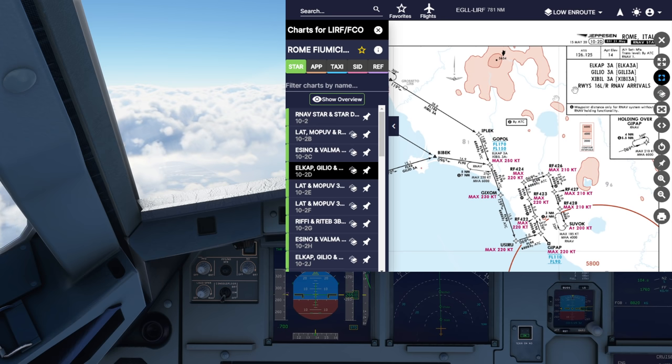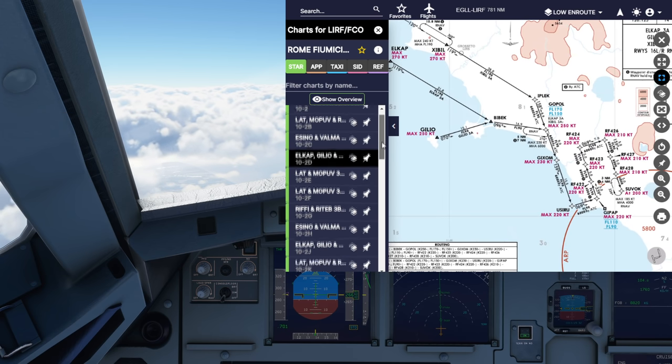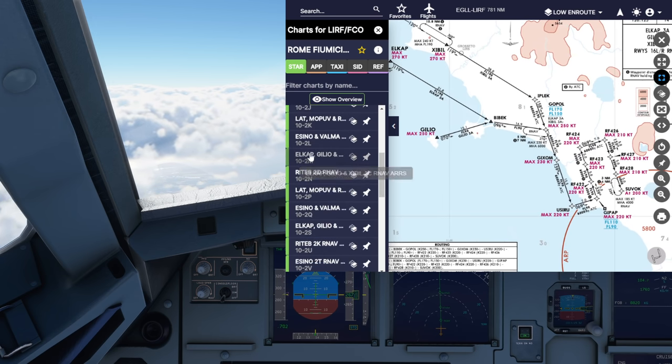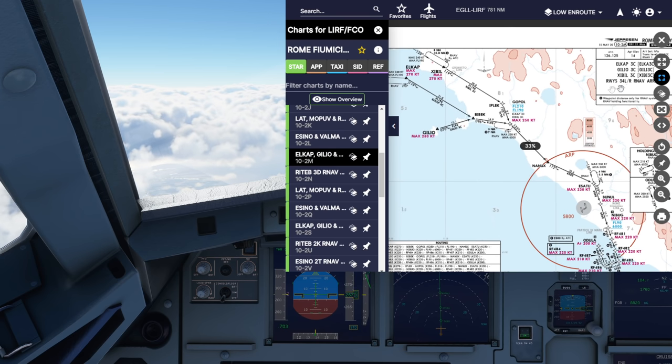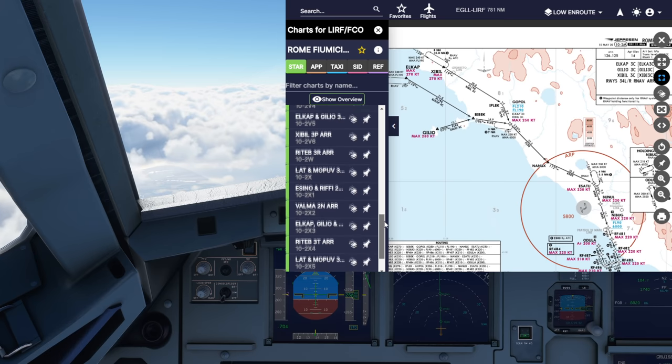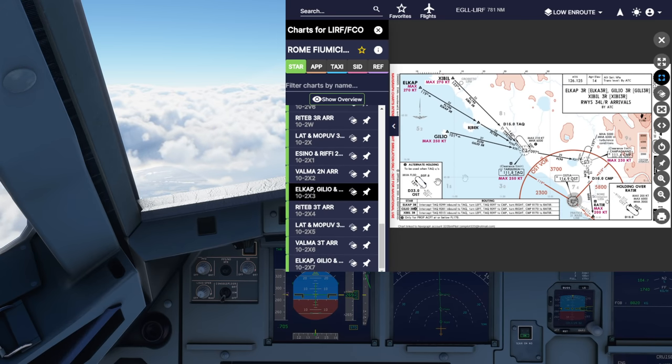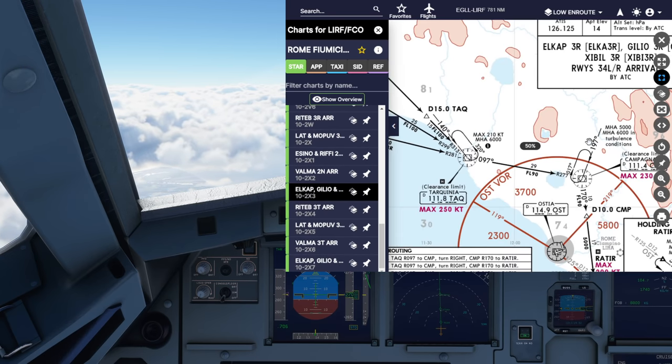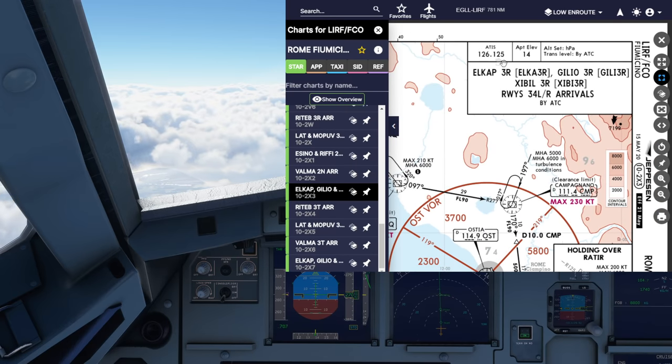This is the LCAP 3 Alpha. That's not the one I'm looking for because we're planning on landing on runway 34. Here's another LCAP. It's a 3 Charlie. So it can take a bit of time, especially in an airport with so many arrival STARs, but you must be careful. And this is the first point of the video, really. Make sure you've got the correct chart for what you're trying to do.